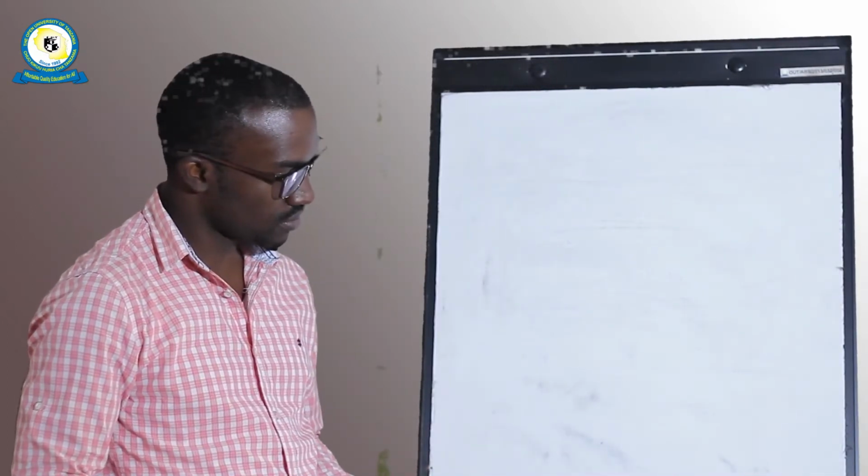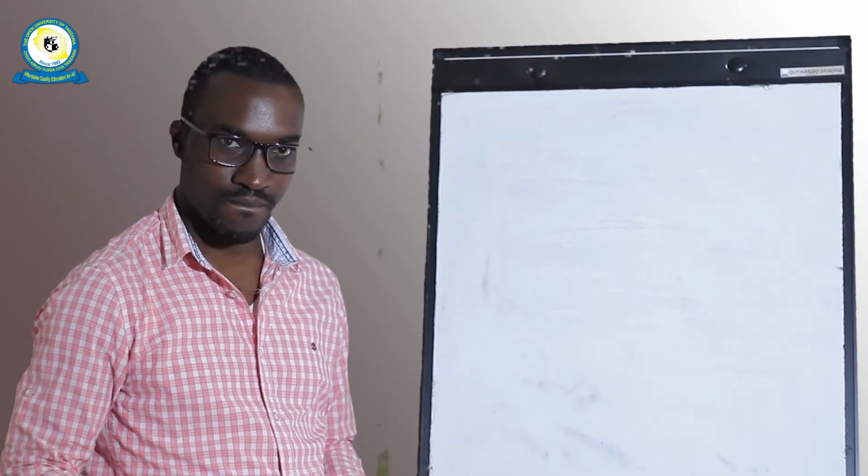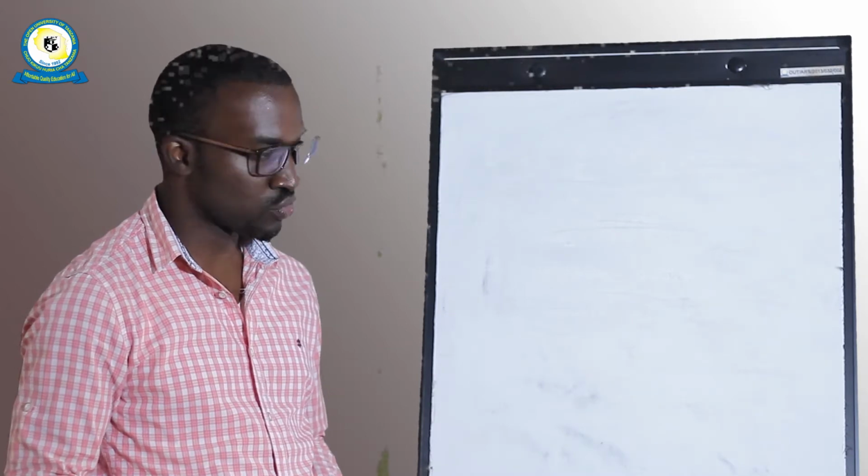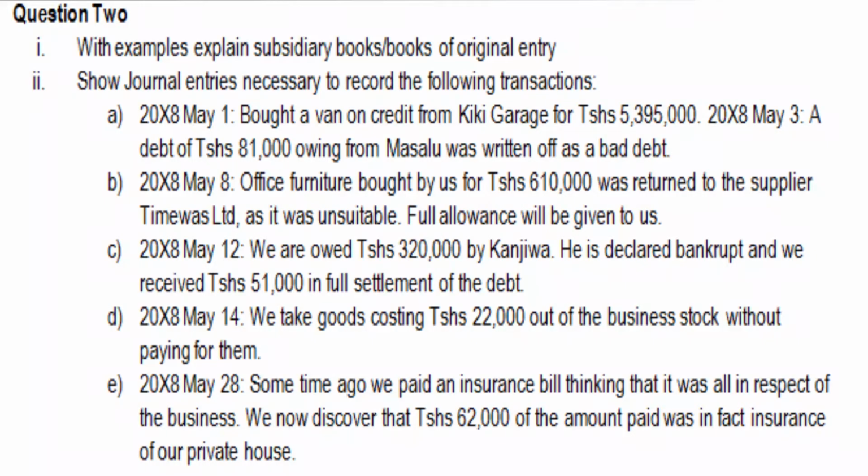Now, to make it easy and give you clarity, I'm going to show you only this part of the question, so that sometimes you can even pause this video and have a look at it. Part 2 required you to show the journal entries. See the instruction: you're supposed to show the journal entries necessary to record the following transactions.